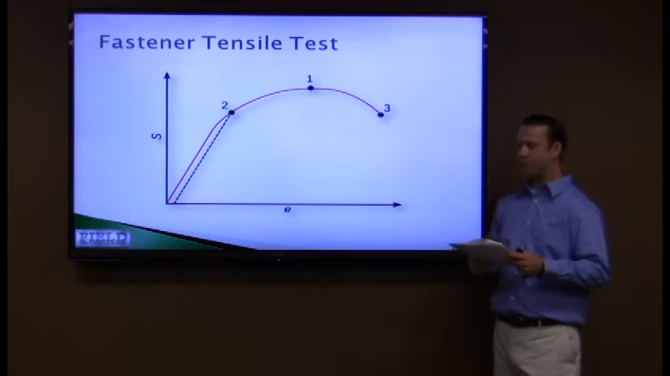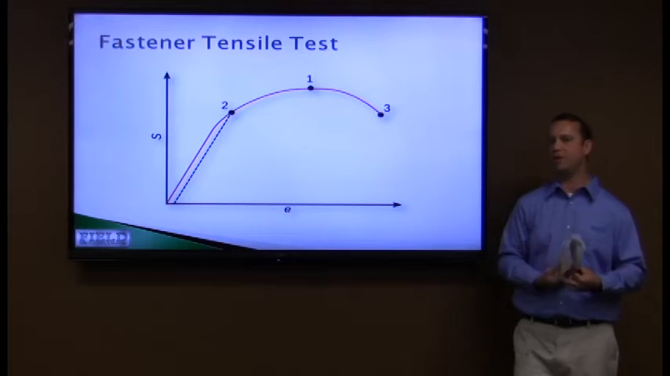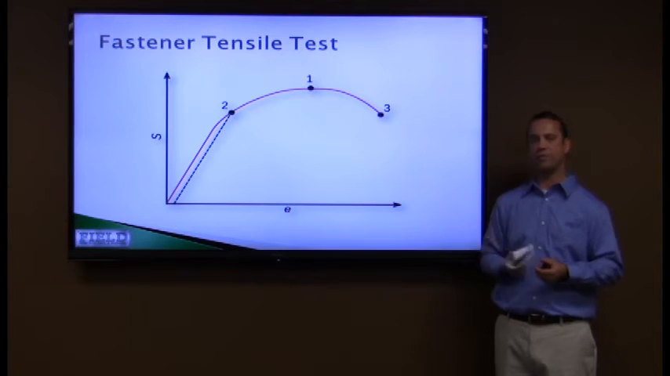On the last slide, we talked about proof load a little bit. Where would proof load be on this graph? Or why didn't we put a point for proof load?